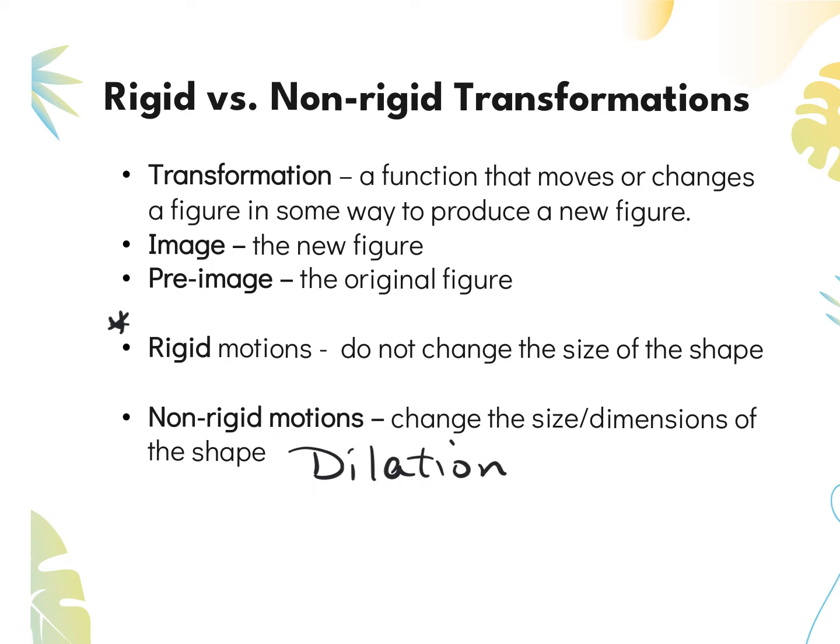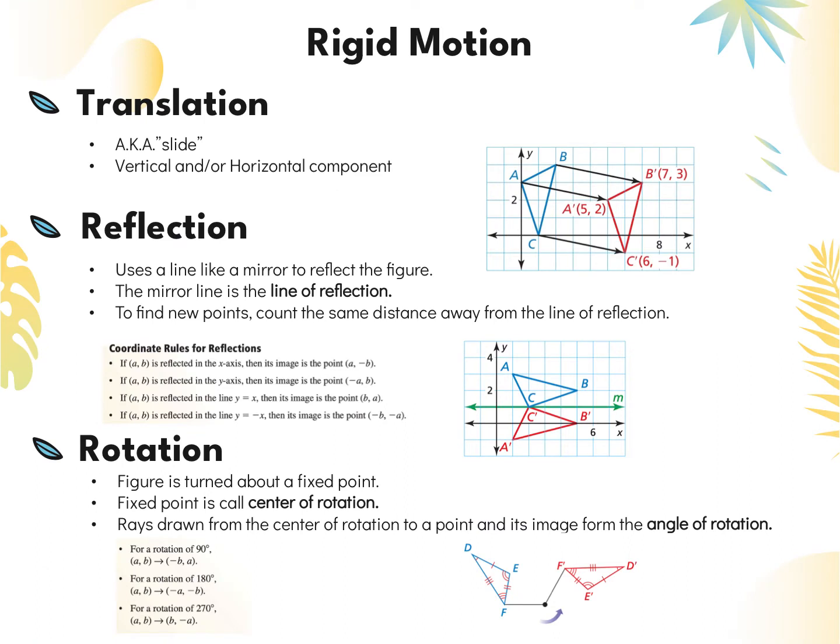And if you think about when you go to the eye doctor, if you've ever had your eyes examined, a lot of times what they'll do is they'll dilate your eyes. And what that does is it enlarges your pupil so the eye doctor can look into your eye to make sure that there's no eye diseases. So a non-rigid motion could be a dilation, and it could be either a reduction, making it smaller, or an enlargement. Now we're going to talk about the three types of rigid motions.